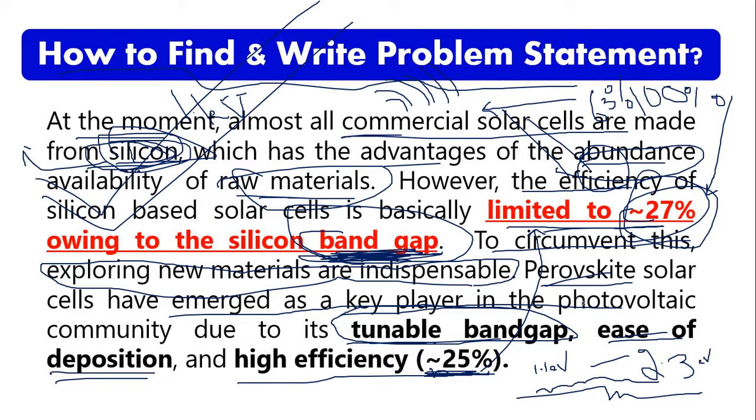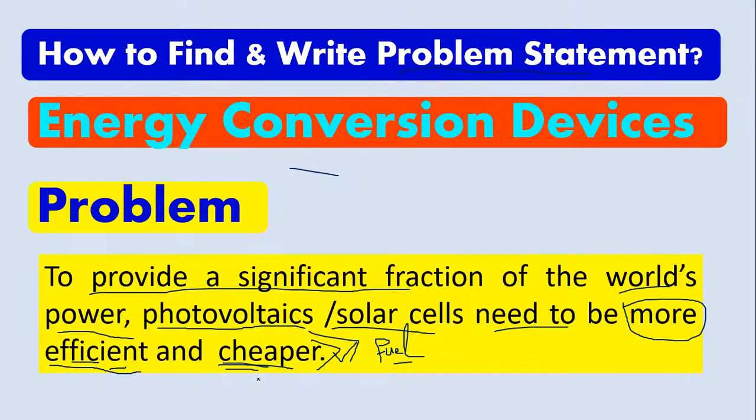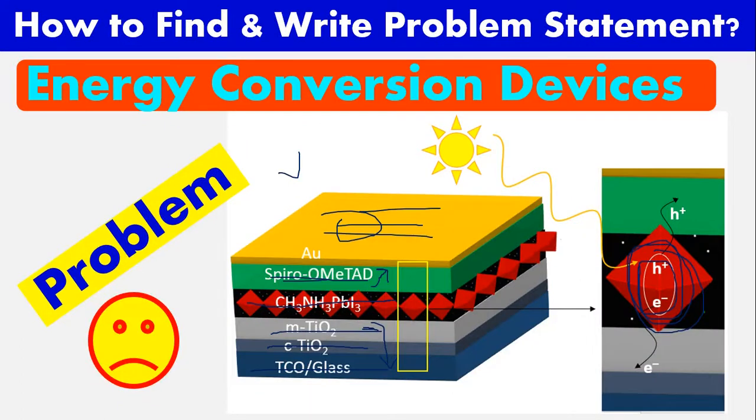And there is also an opportunity that if we make a tandem solar cell, I have also published an article on this, a review article published in Renewable and Sustainable Energy Reviews. So this means that if we combine silicon and perovskite solar cell, we can boost the efficiency to around 50%, 54%. All right. So this is, student, how you find the problem statement and how you then write the problem statement. Thanks for watching.